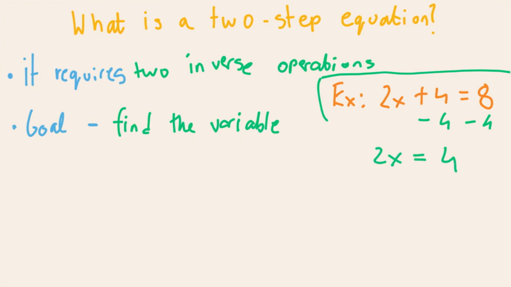And now it's just going to be a one-step equation. Whatever we have to do on one side, we always have to do to the other. The inverse of multiplication is division. So we divide that by 2, divide this by 2, and then we isolate this x because the 2's cancel out. X is equal to 4 divided by 2, which is also known as 2.